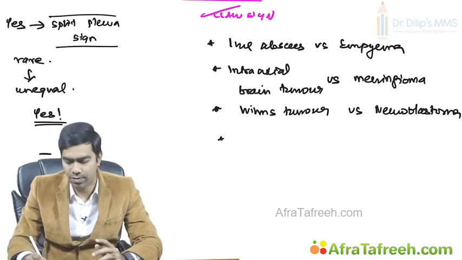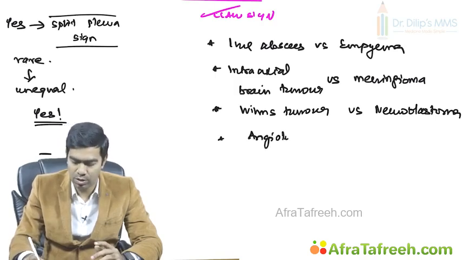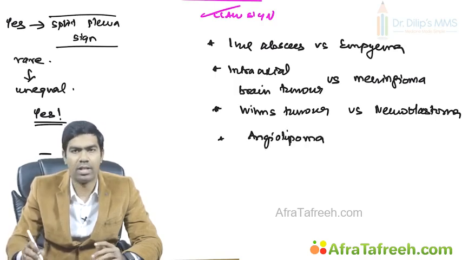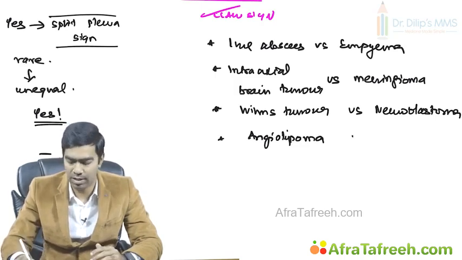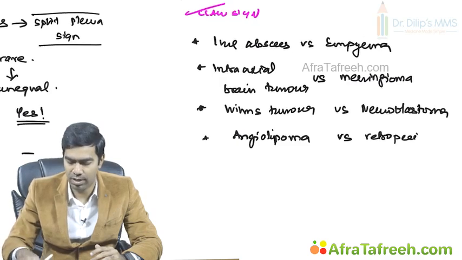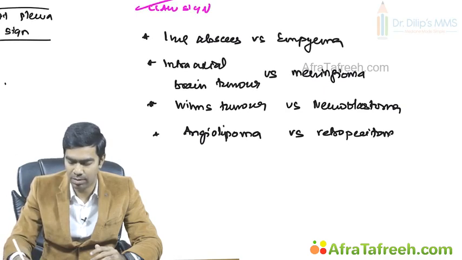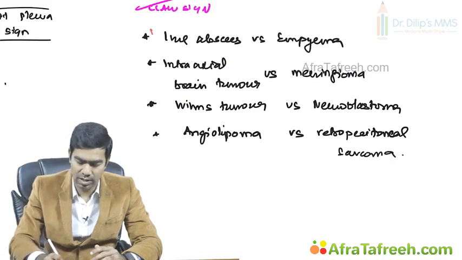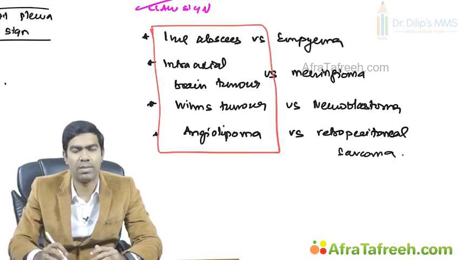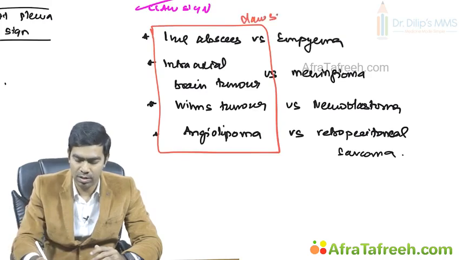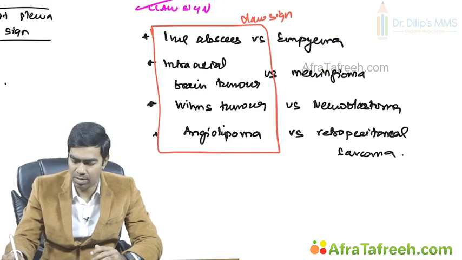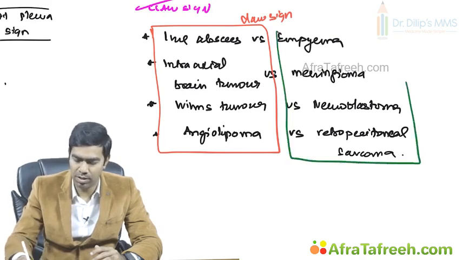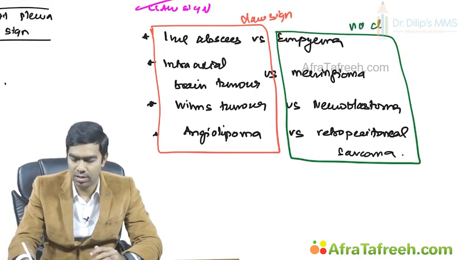Or it can also be used to differentiate between a tumor called an angiolipoma, which is a renal tumor. It's a benign tumor originating from the kidney, versus a retroperitoneal sarcoma, which is a tumor that may compress on the kidney, but it originates outside the kidney parenchyma. Clear? So which means all these are intraaxial tumors, which means they are present within the parenchyma and they are going to exhibit claw sign. But this empyema, neuroblastoma, meningioma, retroperitoneal sarcoma, all these things, they won't exhibit this characteristic claw sign.